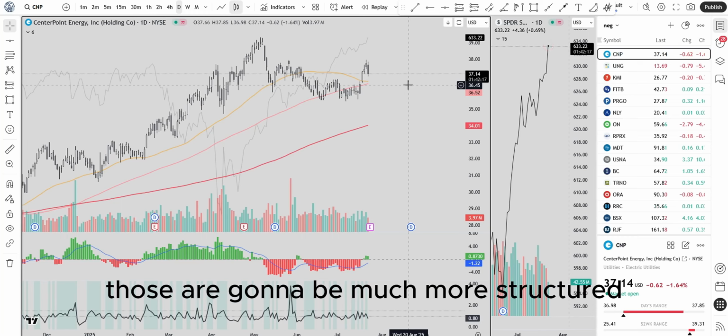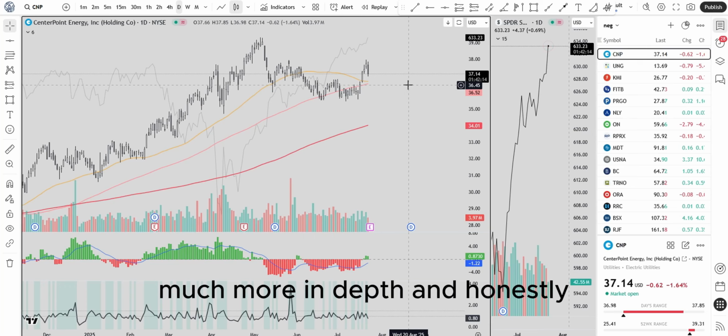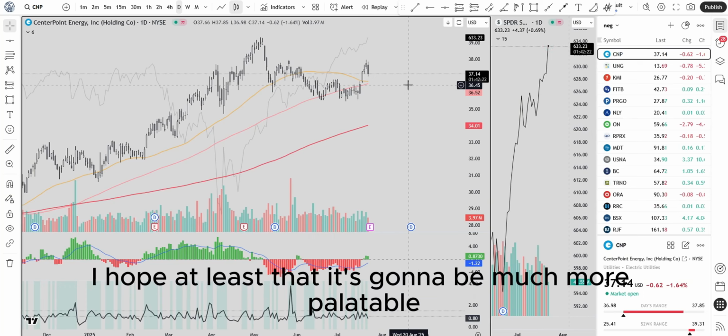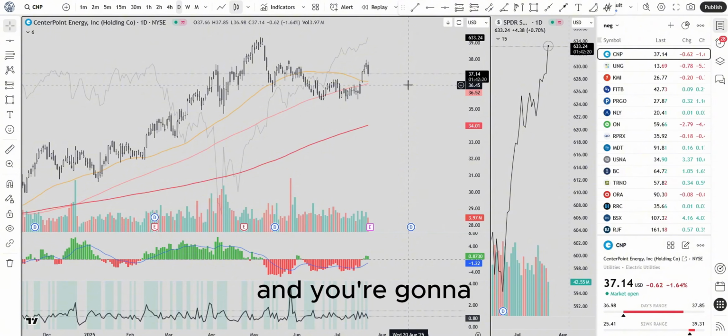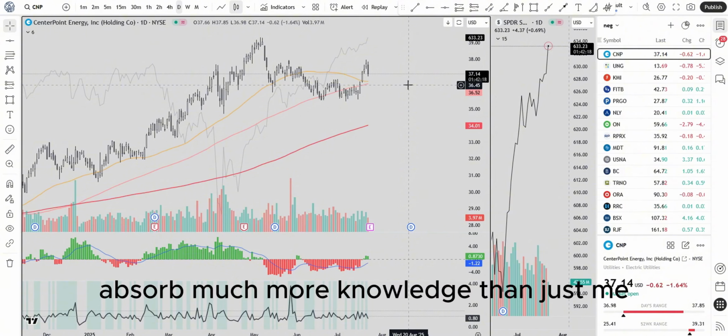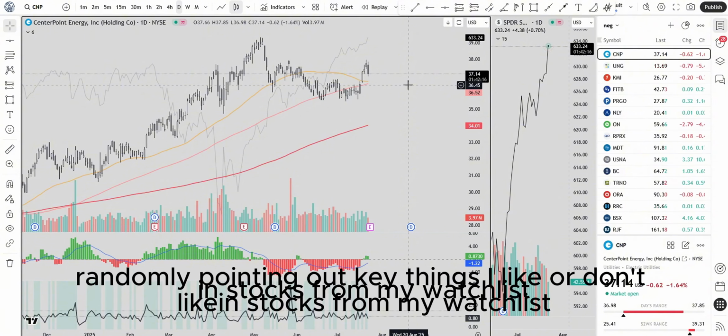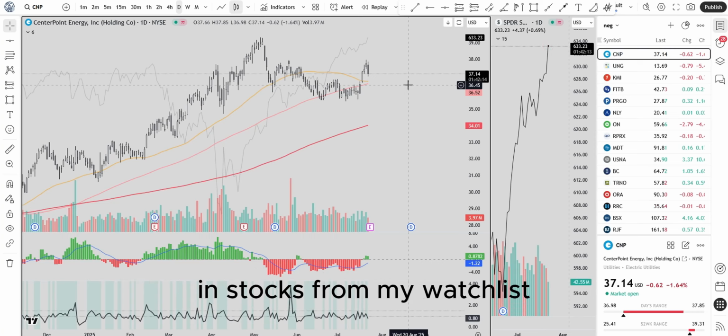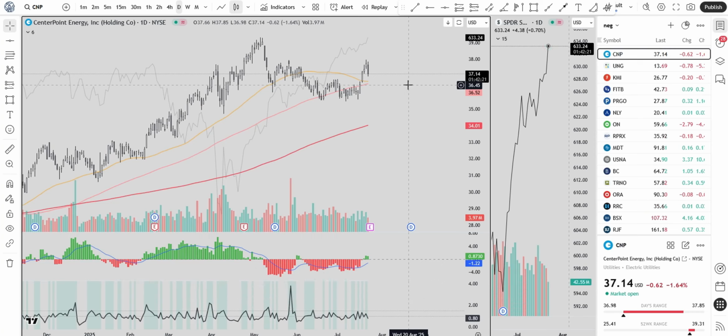Those are going to be much more structured, much more in depth, and honestly I hope at least that it's going to be much more palatable, and you're going to absorb much more knowledge than just me randomly pointing out key things I like or don't like in stocks from a watch list. So with this in mind, let's just go through.